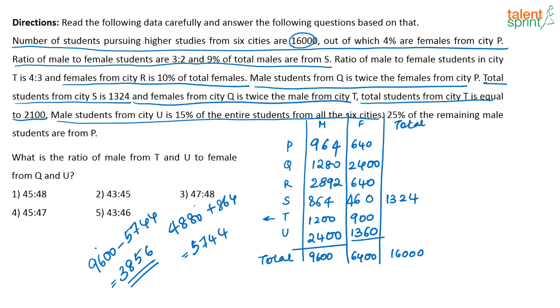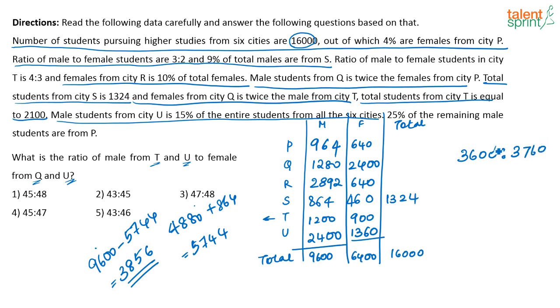Now let's look at the questions. What is the ratio of the male from T and U to female from Q and U? So male from T and U is nothing but 1,200 plus 2,400. So 3,600 is to female from Q and U. Q is here 2,400 plus 1360. So I have 3760. This ratio I have to find out.